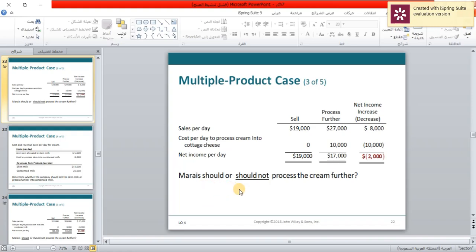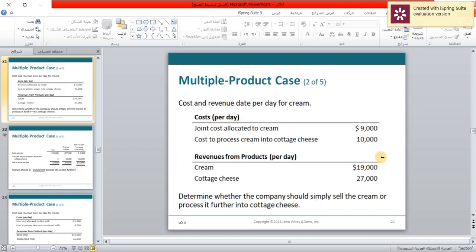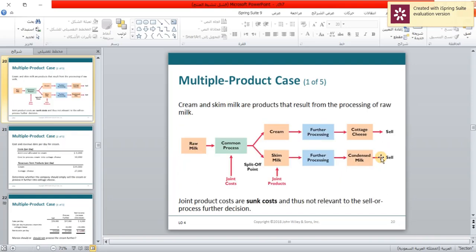Should the company process the cream further or not? The answer is it shouldn't process the cream further. So from an incremental analysis, it's better to sell the cream at this stage, not to process it further.